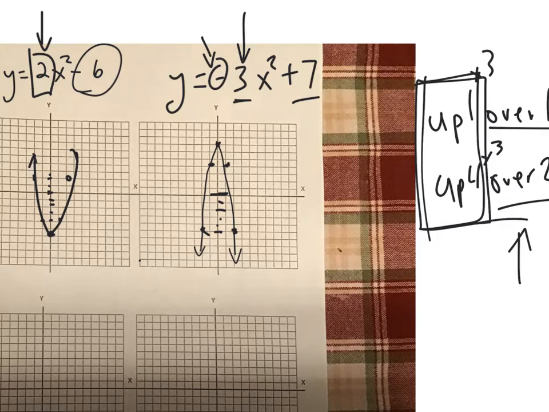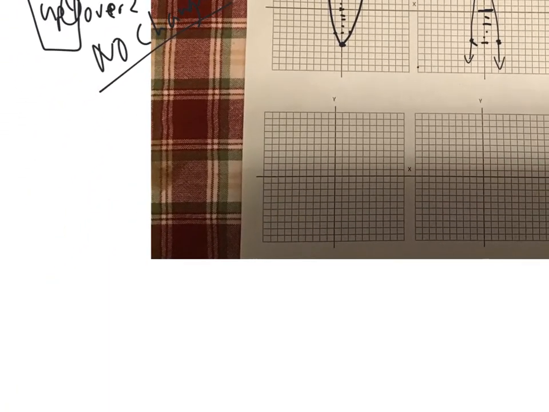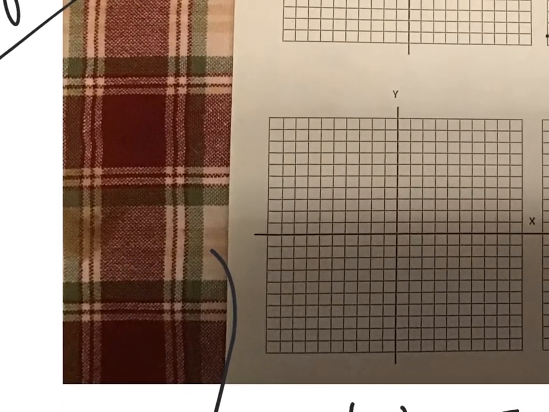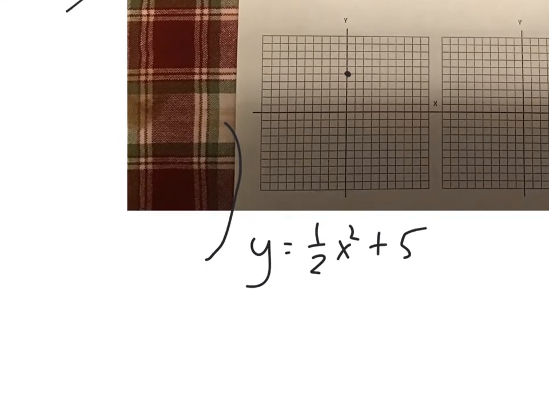Now let's try a fraction real quick. Let's say we got y equals 1/2 x squared plus 5. Okay, so again, where are we starting? Well, we're going to start at 5. So 1, 2, 3, 4, 5. There's where our vertex is. That part didn't change, did it? Okay, so let's look at our pattern there. I'm going to erase this line here.